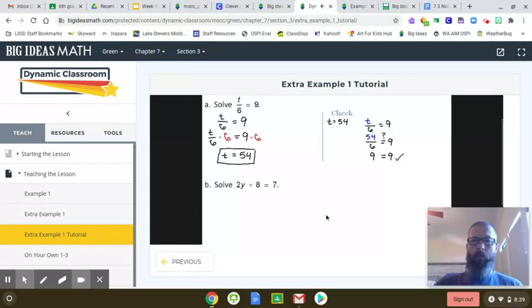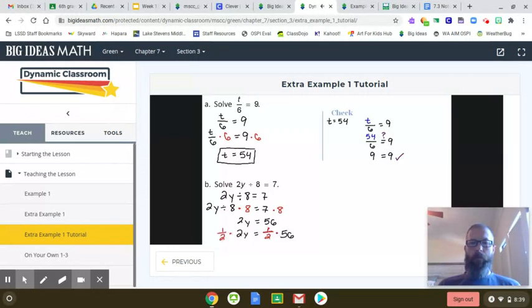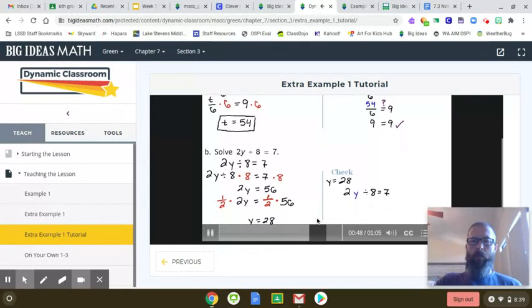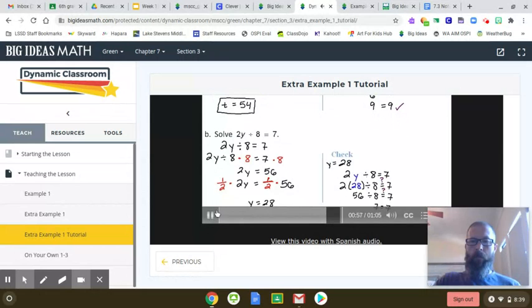Part B. Solve 2y divided by 8 equals 7. To solve this equation, first multiply both sides by 8, giving you 2y equals 56. Then multiply both sides by 1/2, leaving you with y equals 28. Again, you want to check your solution. To check your solution, substitute 28 for y in the original equation. 2 times 28 is 56, and 56 divided by 8 is 7. Because 7 equals 7 is a true statement, you know that y equals 28 is the solution to 2y divided by 8 equals 7.